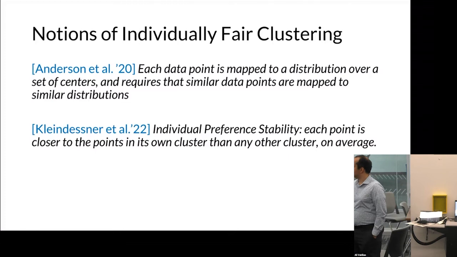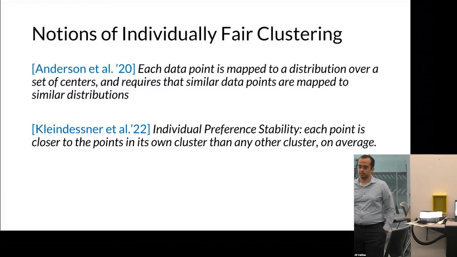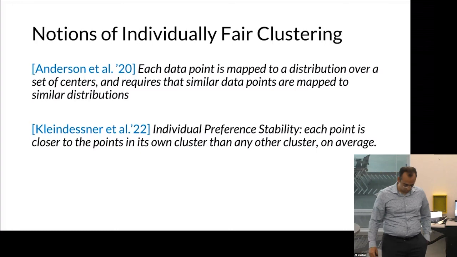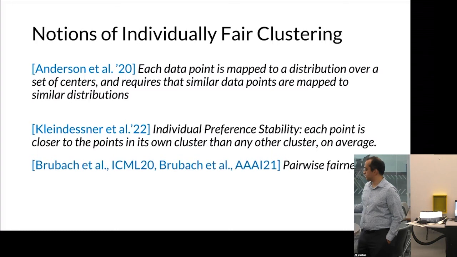So the other one is individual preference stability. It's more like a stability notion but has some connection to fairness, in the sense that a point feels it is treated fairly if its distance to its own cluster on average is less than its distance to any other cluster. Its motivation comes more from game theory, but it has some very nice connection to fairness as well.